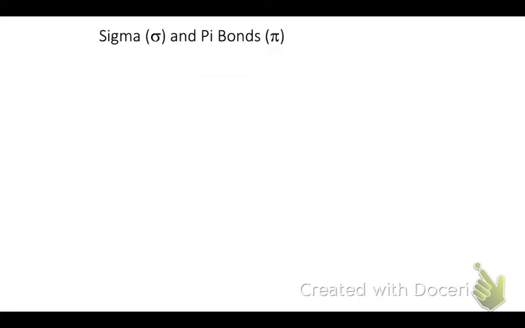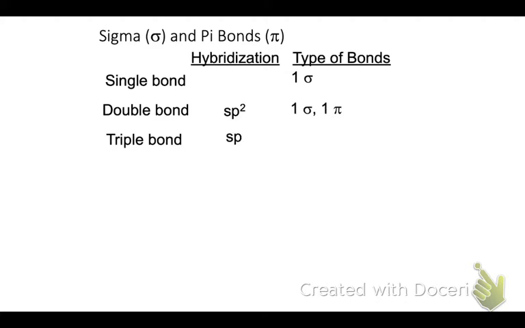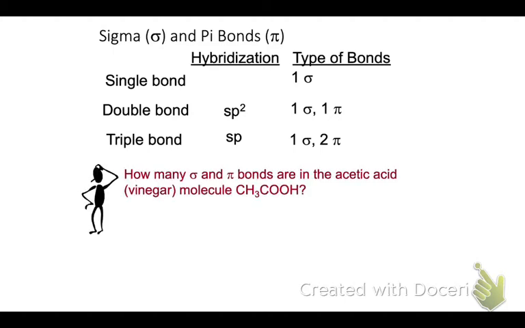Let's look at another picture for that. Now I can say that a single bond has 1 sigma. A double bond has a hybridization of sp2, and it is made of 1 sigma and 1 pi. A triple bond has the hybridization of sp, and it has 1 sigma and 2 pi bonds.